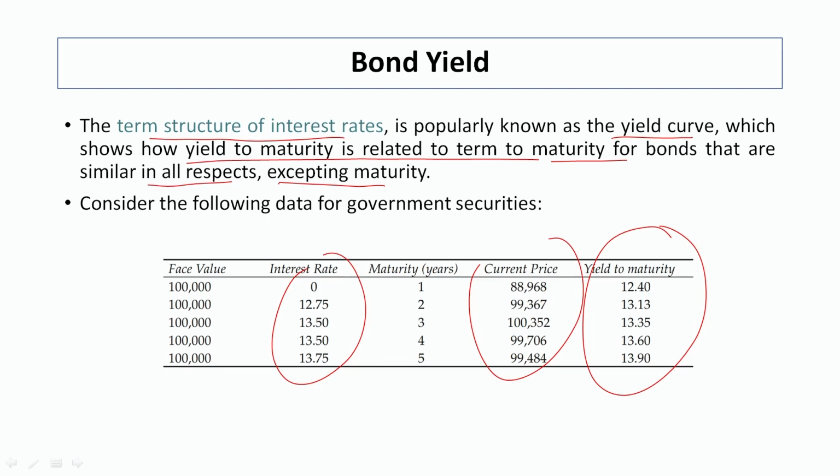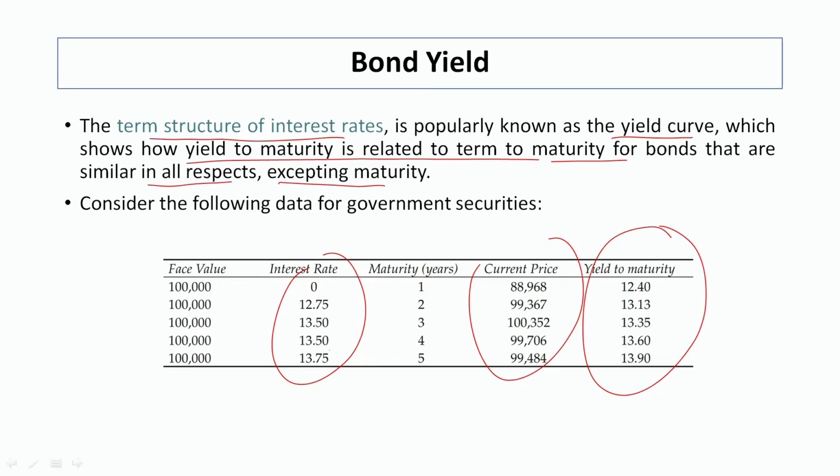If a particular bond differs on the basis of maturity, if one bond is 6 years and another bond is 10 years, the yield to maturity is going to differ just on the basis of that. But if the interest rate is the same, they are going to be at the same level of yield to maturity. This particular statement I am repeating: the term structure of interest rate is known as the yield curve, which shows yield to maturity related to term to maturity for bonds that are similar in all aspects except the maturity period.